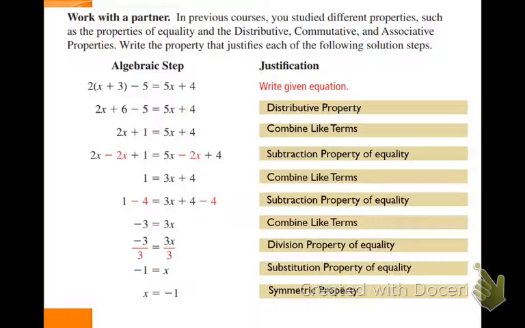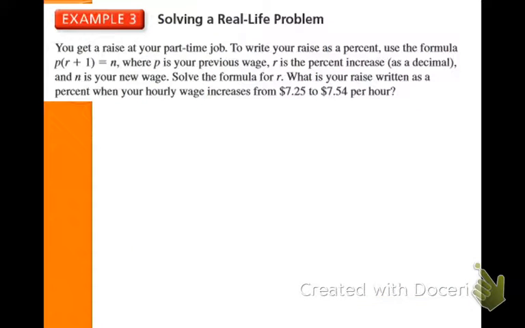Awesome. We have a one-word problem to do together. So if you're taking the PERT test, there'll be something like this. I'll explain why after we read it. You get a raise at your part-time job. To write your raise as a percent, use the following formula. So we're going to go ahead and write the formula down. Resist the urge to try to solve it because I'm going to guess you're going to solve it wrong without me. So just leave it.